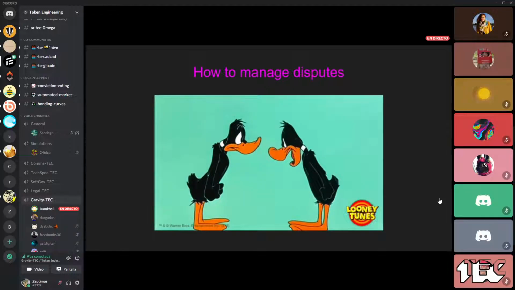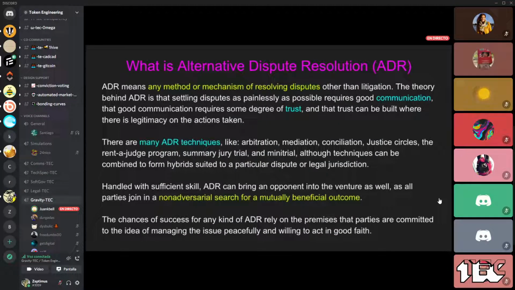So what is alternative dispute resolution? It means any method or mechanism of resolving disputes other than litigation, and that is based on communication, trust, and legitimacy of the agreement. Those are the three pillars of alternative dispute resolution: communication, trust, and legitimacy of the actions taken.